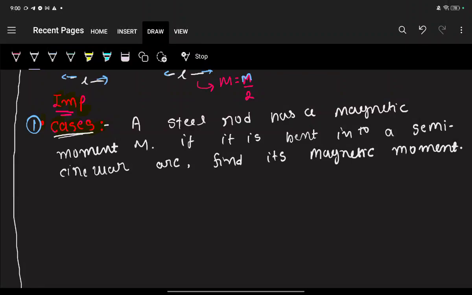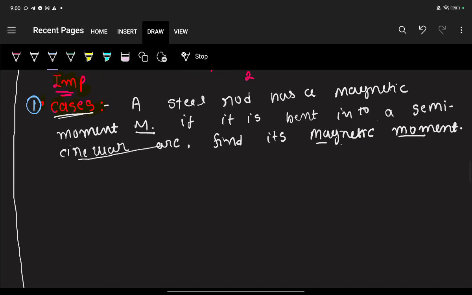Okay, so first case is to find out the magnetic moment. A steel rod has a magnetic moment capital M, and if it is bent into a semicircular arc, find its magnetic moment. That is our question. This is our rod of length L. The magnetic charges are plus m and minus m. So its magnetic moment would be small m multiplied by capital L.